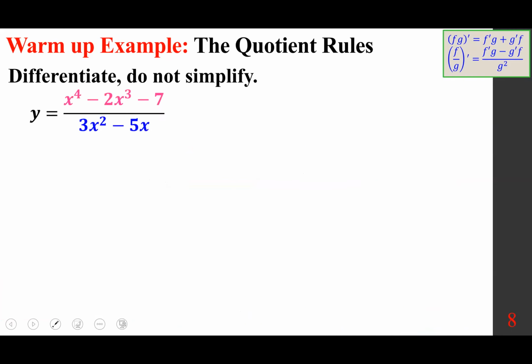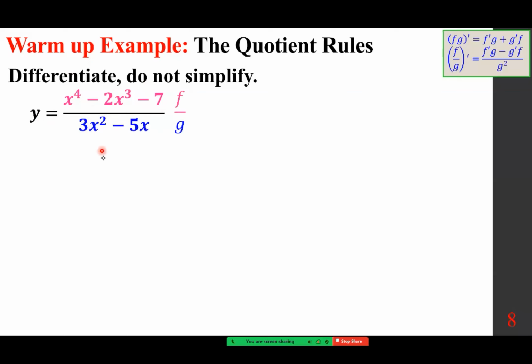I want to do the same thing. I want to do a warm-up example using the quotient rule, meaning simplification is not of interest to me. I just want to make sure we understand how this works. So f prime g minus g prime f over g squared. First and foremost, we're going to call the top the f function, x to the power of 4 minus 2x cubed minus 7. That is the f function. And 3x squared minus 5x is the g function.